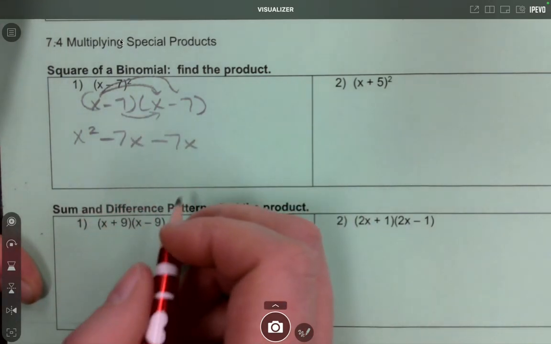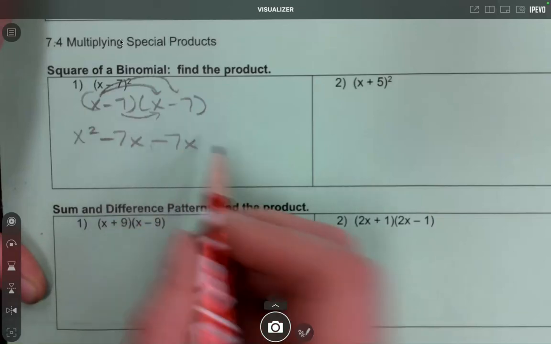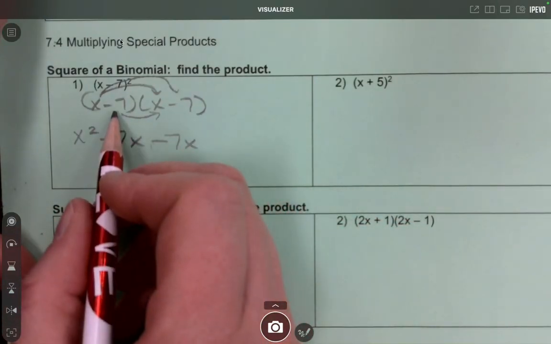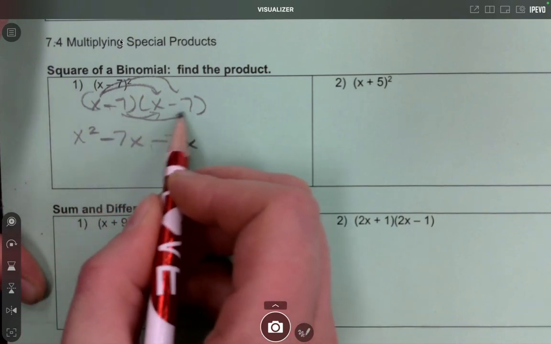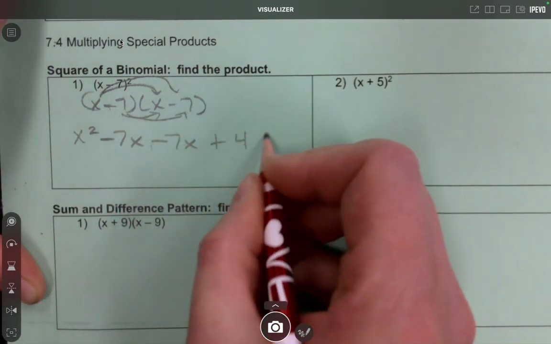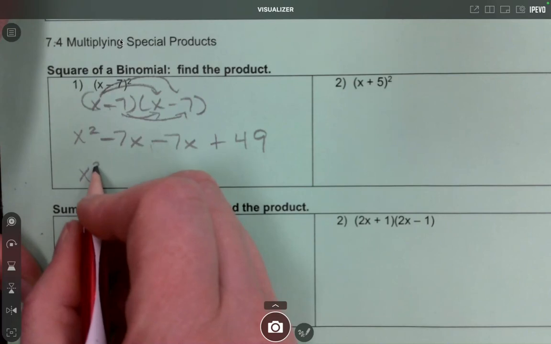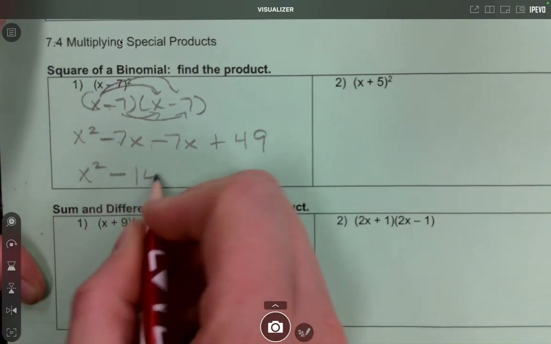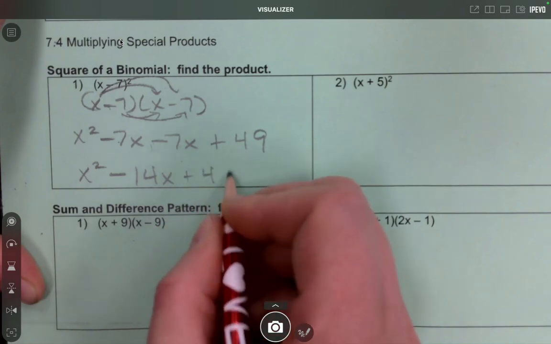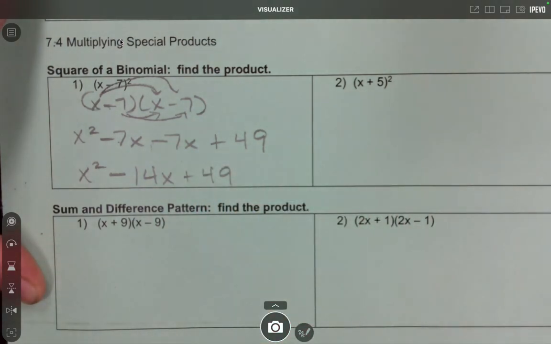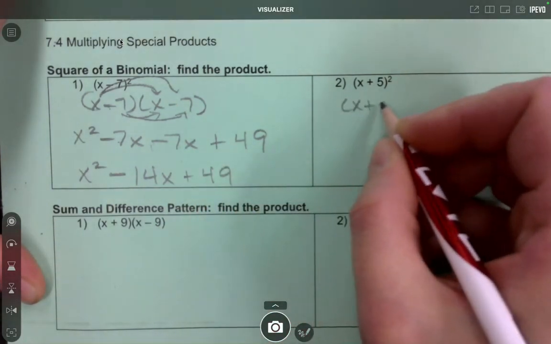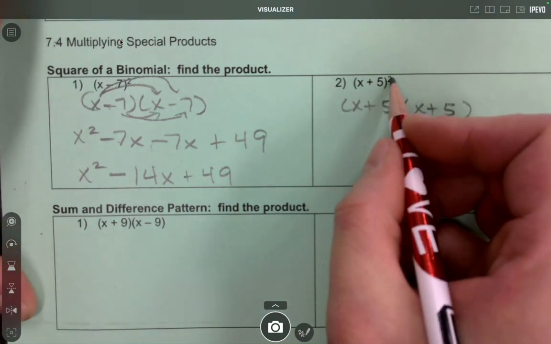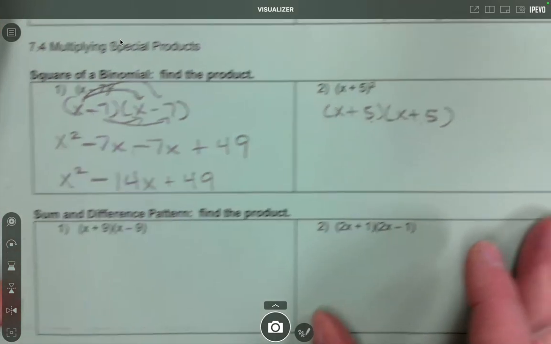And notice I'm saying negative 7, but I'm writing minus 7x because it's the same thing. I could write a plus negative, or a minus. And then here I have a negative 7 times a negative 7, so plus 49. So when I put my middle terms together, negative 7 and negative 7 is going to be a minus 14x plus 49. And we're going to be multiplying a lot of these and looking for patterns, but today we're just kind of making sure that we remember squared means write it twice.